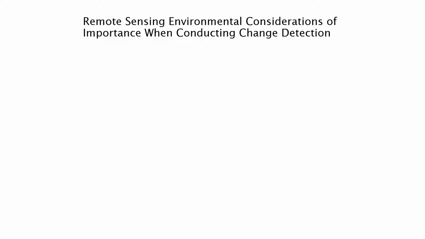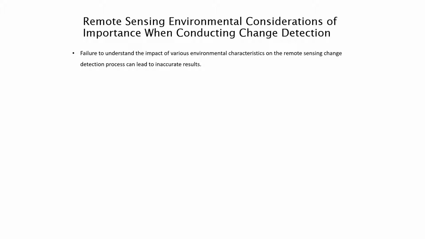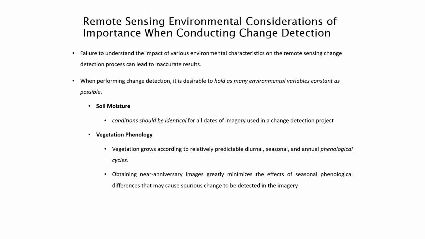Remote sensing environmental considerations of importance when conducting change detection. If you don't understand the various environmental conditions, it can make it really hard, and you can get a lot of really inaccurate, screwy results. You want to hold as many environmental variables fixed as you can. Things like soil moisture. Wet ground versus dry ground makes a lot of things look different. Vegetation grows according to relatively predictable cycles, and so things that you collect in the spring often look different than things you collect in the fall or the winter. So you need to try to be cognizant of that.